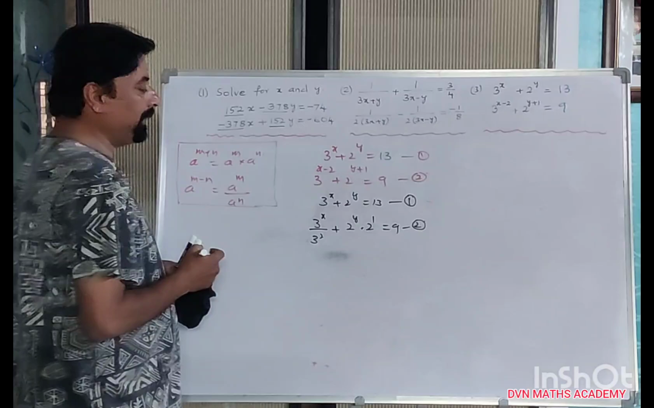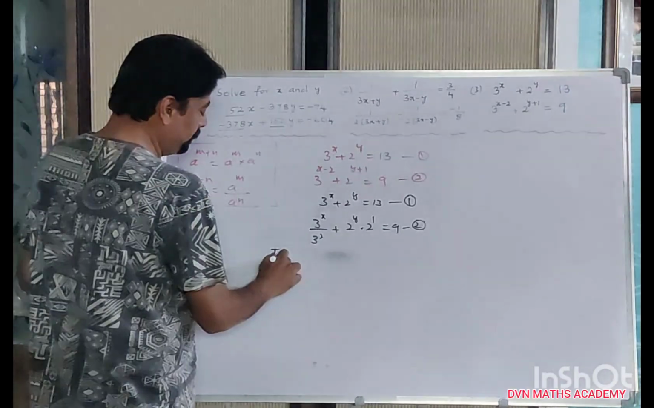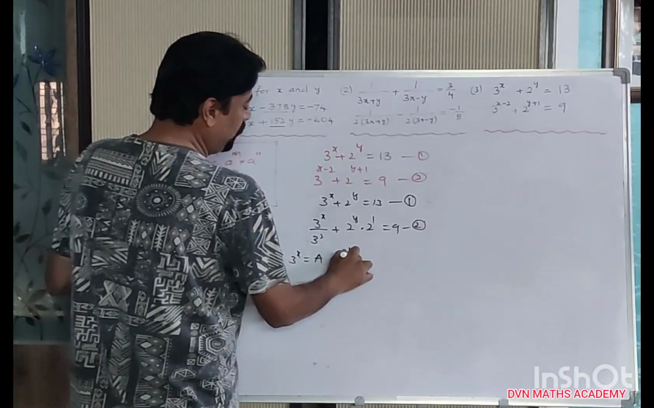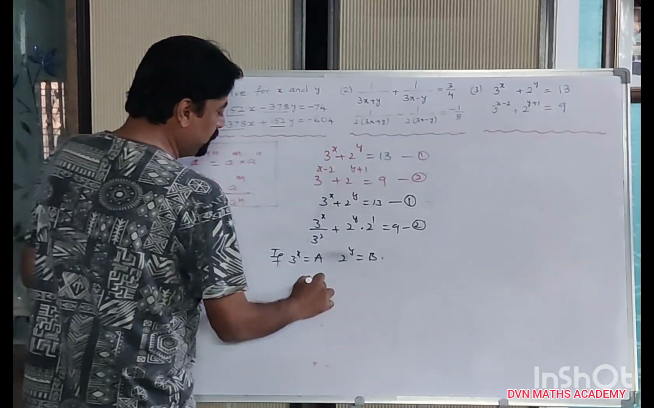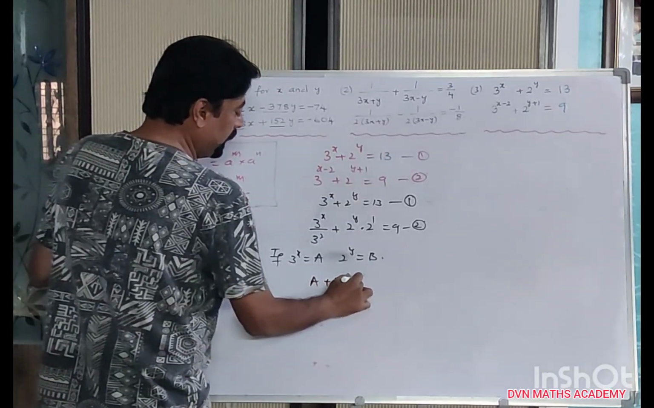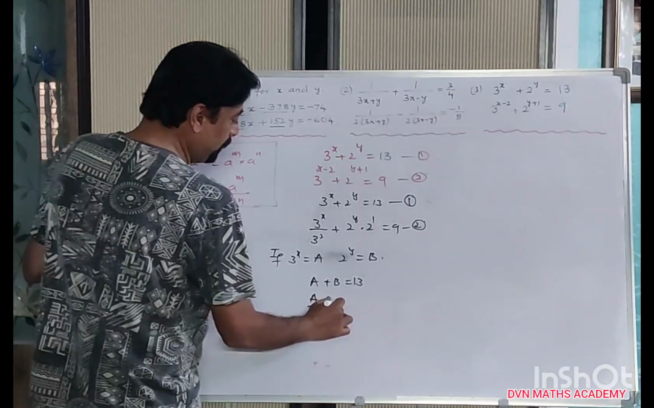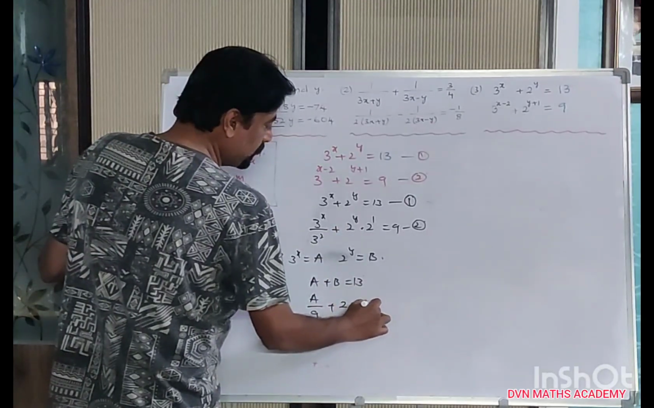If you see properly, it is also a type of reducible equation. If I take 3 to the power of x is equal to a and 2 to the power of y is equal to b, what happened? You see, my first equation becomes a plus b is equal to 13, and the second equation is a by 9 plus b into 2, 2b should be equal to 9.